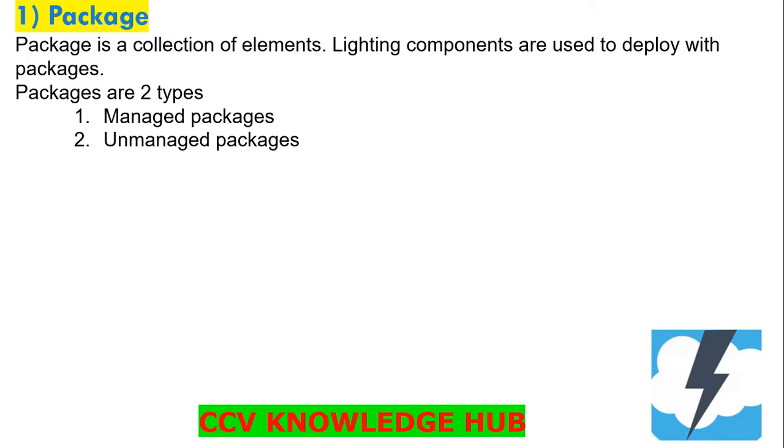A package is a collection of elements. Lightning components are used to deploy the packages. There are two types of packages available: managed packages and unmanaged packages.